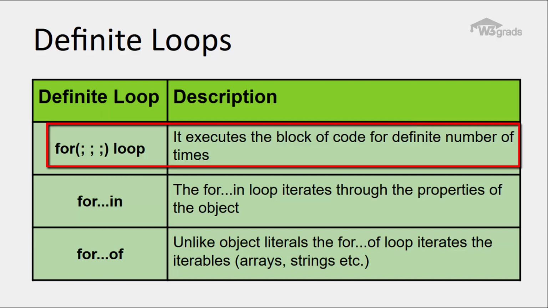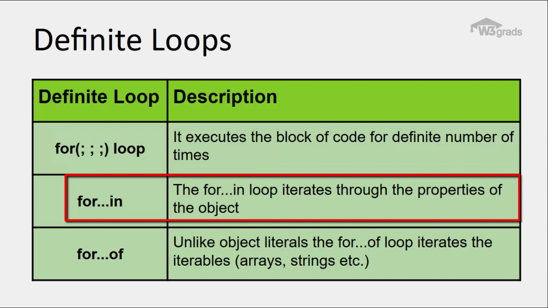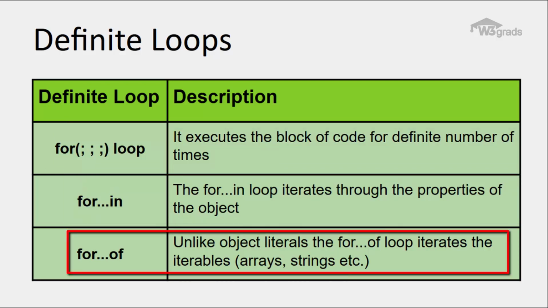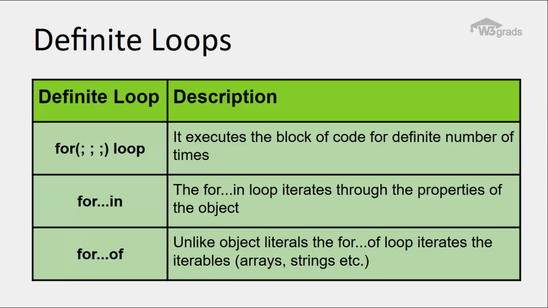The for loop executes the block of code for a definite number of times. The for in loop iterates through the properties of the object. Now, unlike object literals, the for of loop iterates the iterables such as arrays, strings, etc. Let's try to elaborate each of these loops.